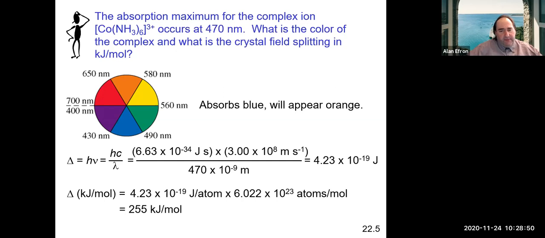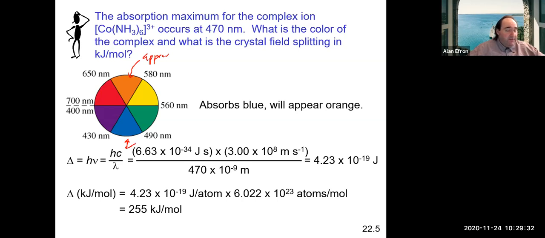What is the color of the complex, and what is the crystal field splitting? So we've got a couple of different things happening here. First off, we'll start with what is the color. 470 nm is the wavelength at which it absorbs. So 470 would be in this region, and that is the color blue. Its complementary color, as we can see here from the color wheel, is orange. So to us, it will appear orange as it absorbs over here in the blue range.